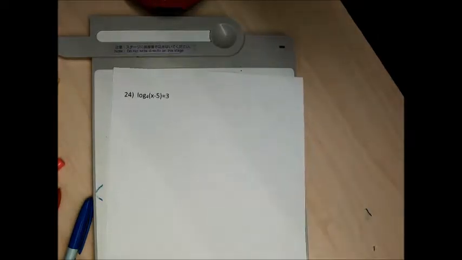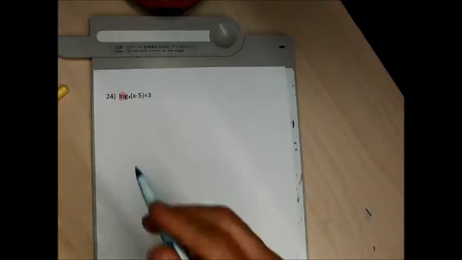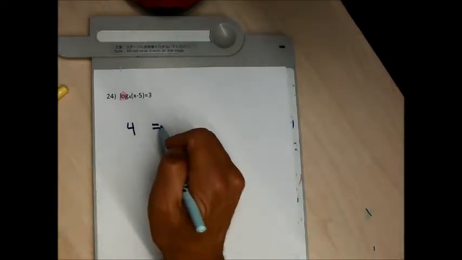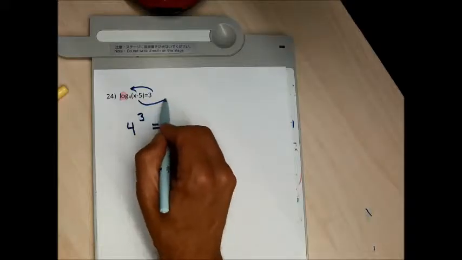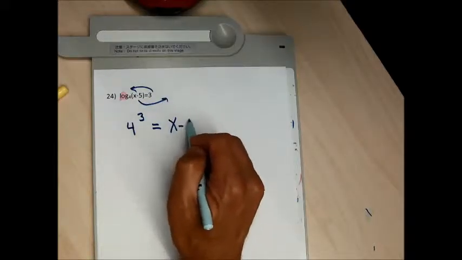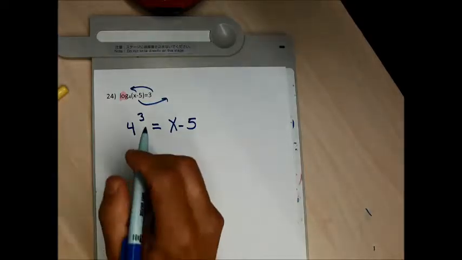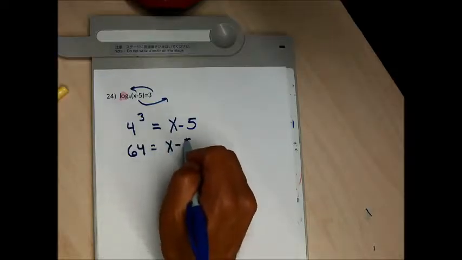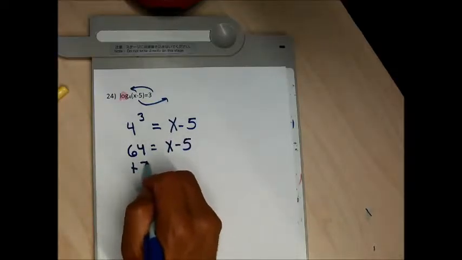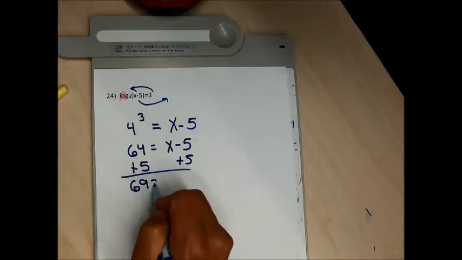24 is just about the same problem. So I'm going to scratch out the logarithm. The 4 is going to remain on the left-hand side. The equal sign is going to remain where it's at. The 3 is going to move to the left-hand side and become an exponent. The x minus 5 is going to move to the right-hand side and won't need the parentheses. 4 cubed, if you need your calculator, use your calculator to do that. That's 64. So this gives me 64 equals x minus 5. And I'll just add 5 to both sides and get 69 equal to x for my answer.